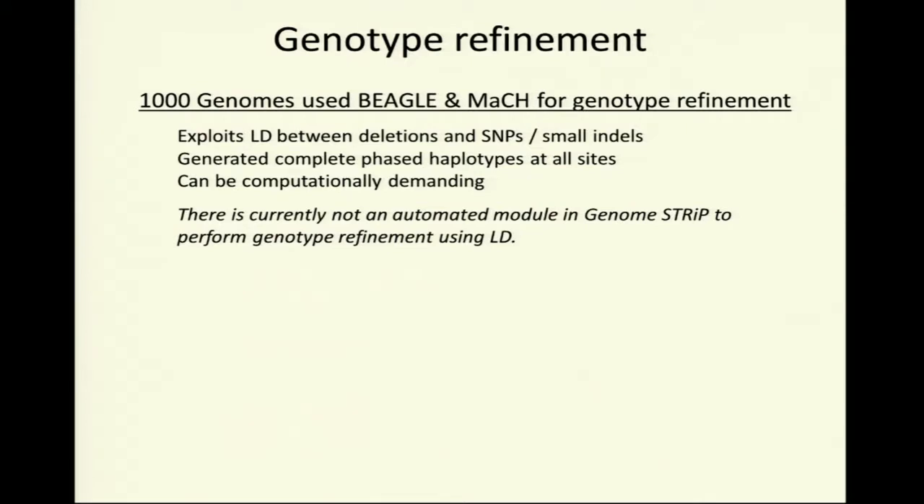But we fill in that last 2% with calls based both on the likelihoods computed by Genome STRiP and likelihoods from LD with nearby SNPs and indels. And so we get two things. We get a little bit better genotype calls, and we get phased haplotypes. This final step of processing, which is more than I can really go into here, was done mostly at the University of Michigan in the 1,000 Genomes project.